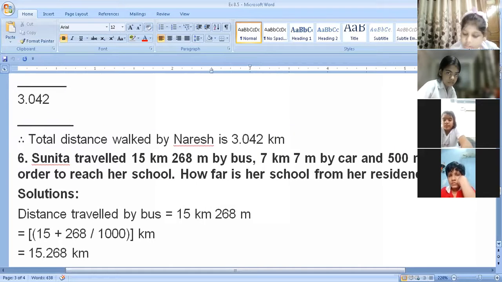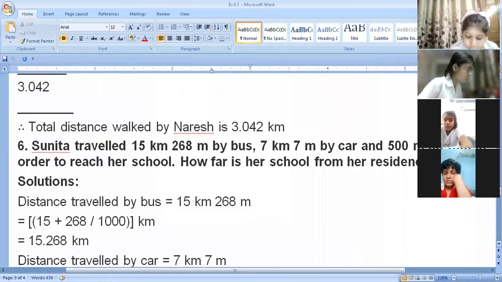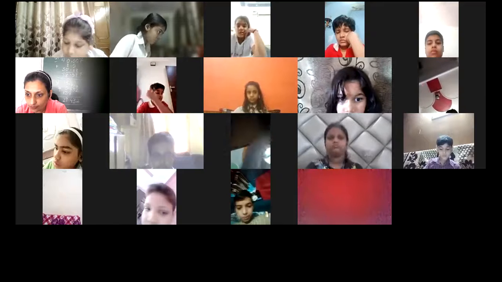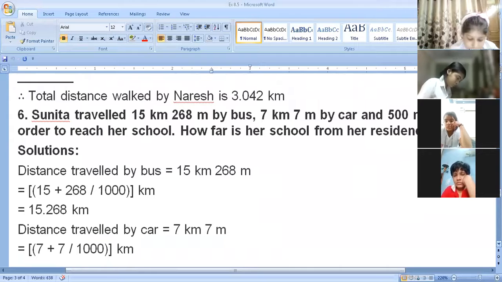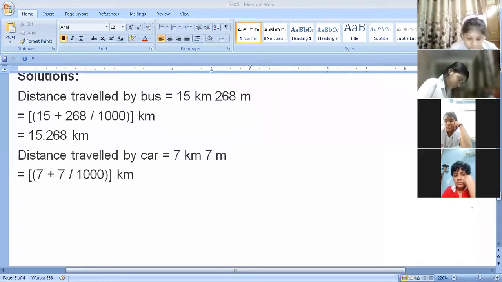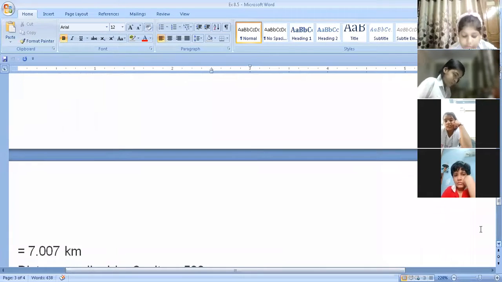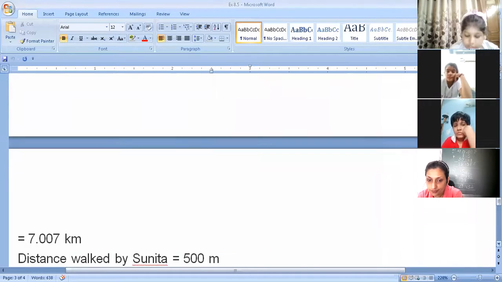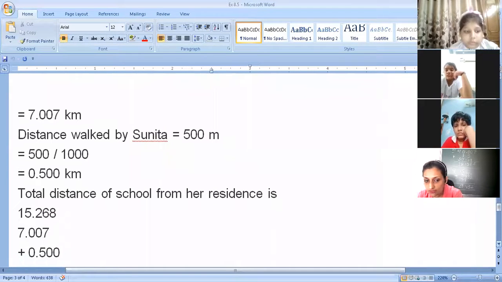Traveled by car 7 kilometers 7 meter. So we have to add 7 and 7. 7007 upon 1000. So 7.007 kilometer. Walked 500 meter. 500 upon 1000, 0.500 kilometer. So we have to add 7.007, 15.268 and 0.500. So total distance is 22.775 kilometers. That's the correct answer. Very good, Charvi.